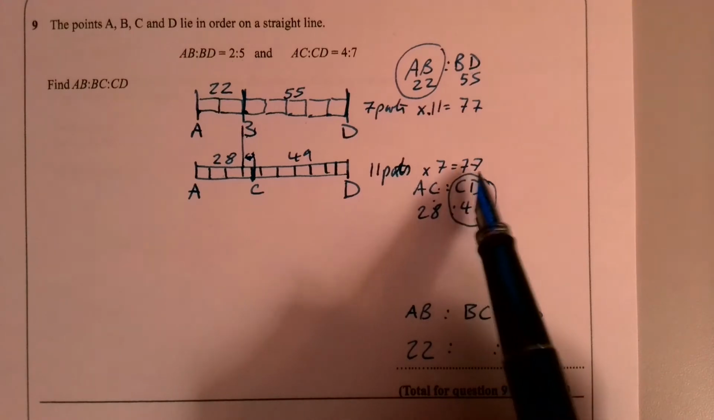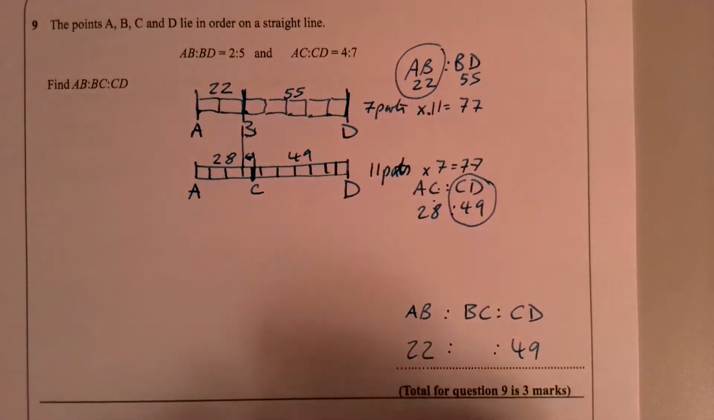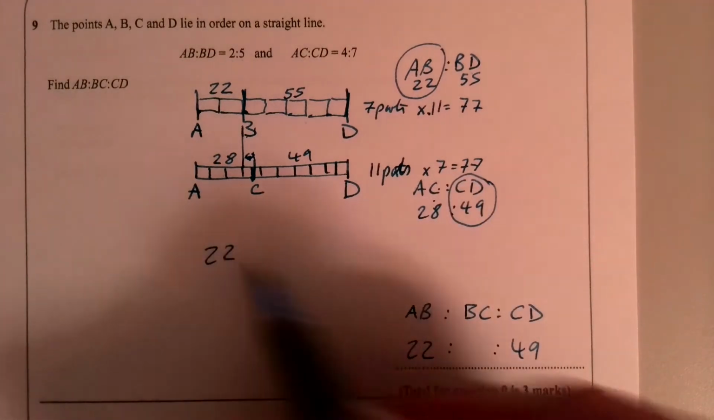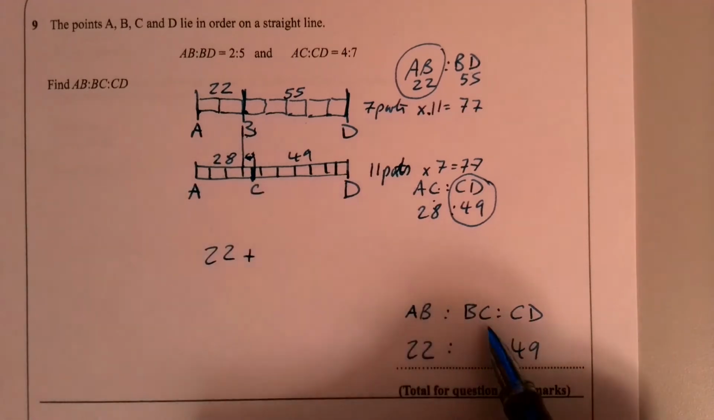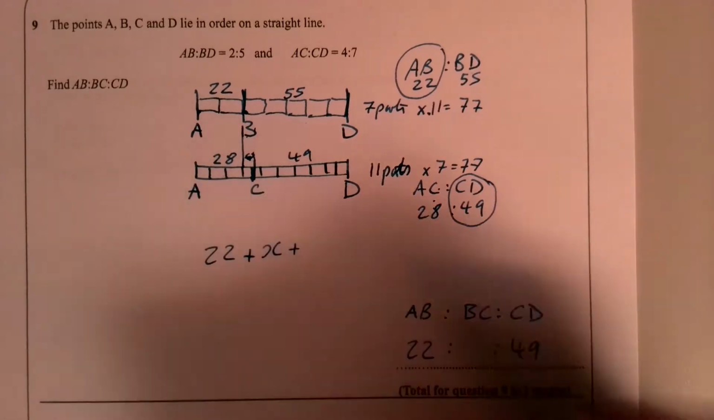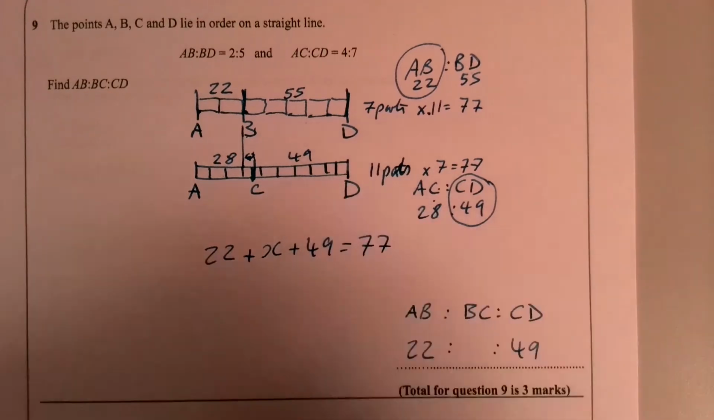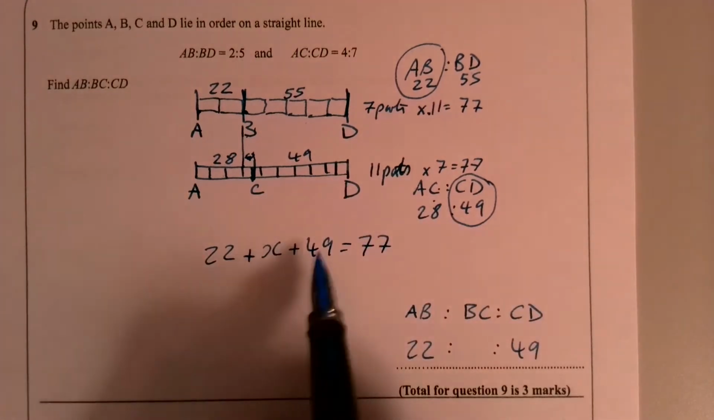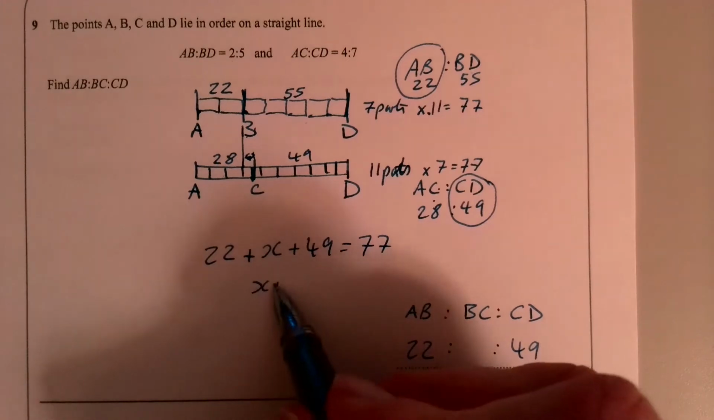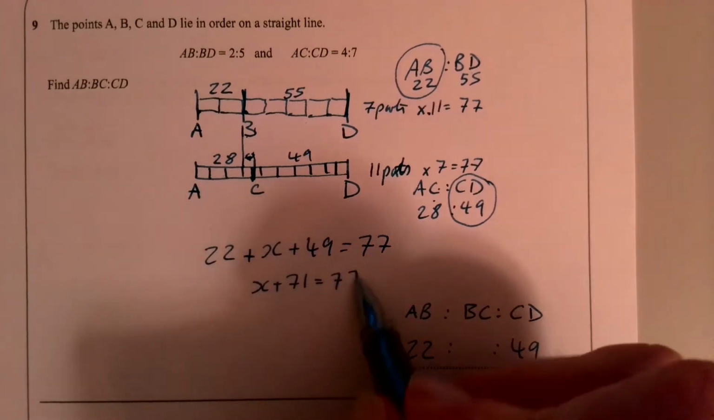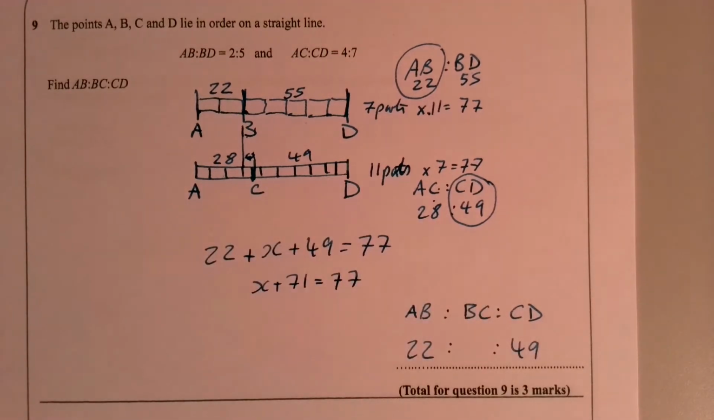Well, we know we've got 77 parts altogether now. So 22 plus whatever BC is, plus 49 is going to equal 77. Well, if I add those together, that gets me 71. So X, the missing bit, must be 6. Hope that made sense. Right, 1 question to go.